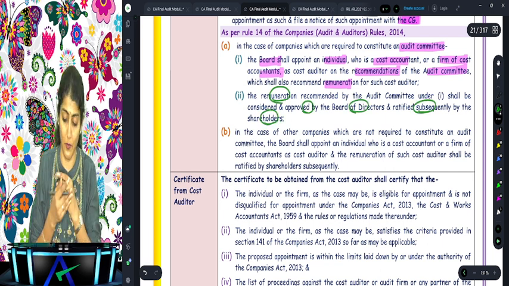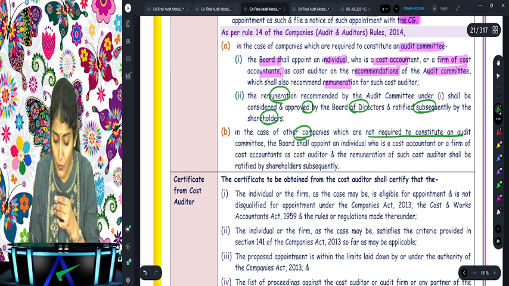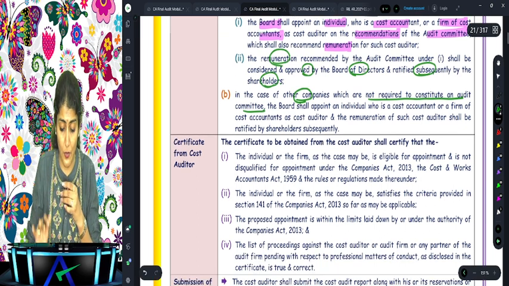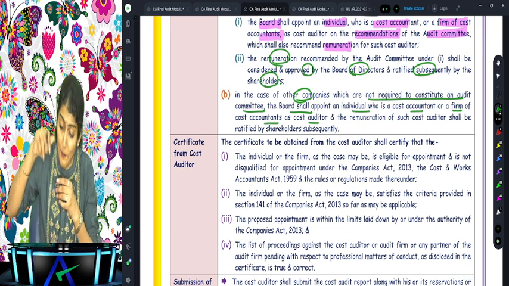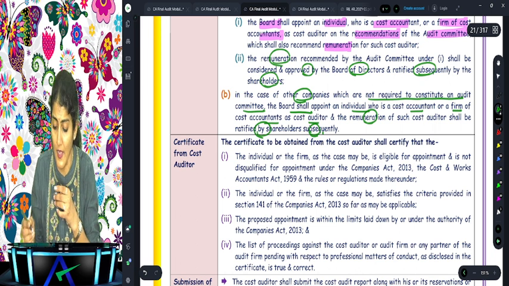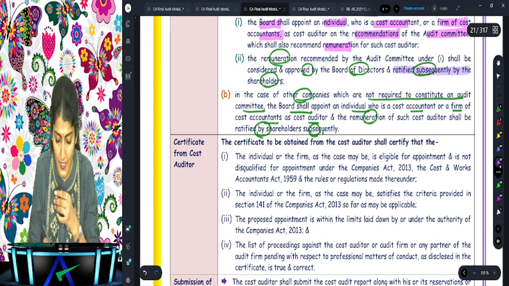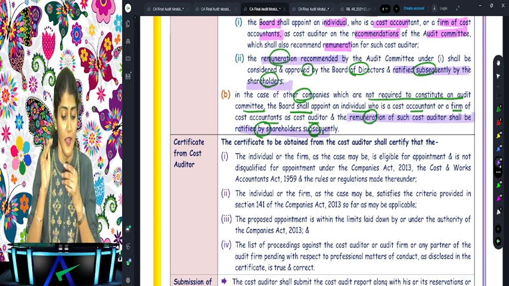In case of other companies which are not required to constitute an audit committee, the board will appoint an individual or a firm of CA as the cost auditor, and the remuneration of the cost auditor has to be ratified by the shareholders subsequently. Everywhere, what does it say? The remuneration of the cost auditor has to be ratified by the shareholders.